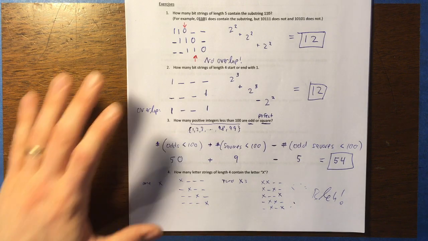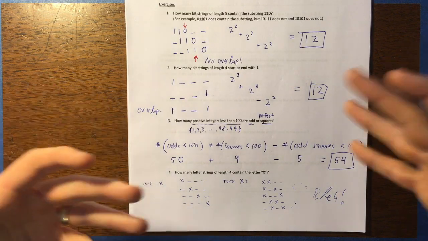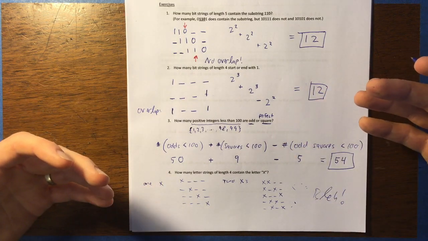So let's dial that back a little bit. Let's step back and think about this a little more carefully. If I want to count the number of letter strings of length 4 containing X, maybe what I could do is find the total number of letter strings of length 4, and then subtract from that the number of letter strings that don't contain an X.